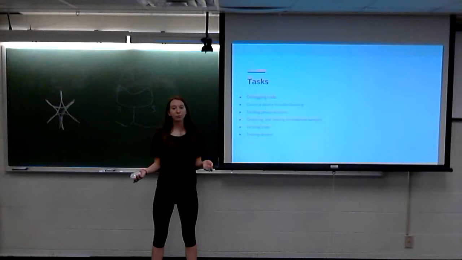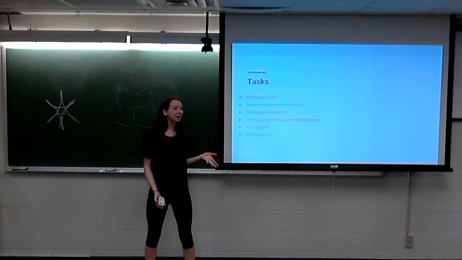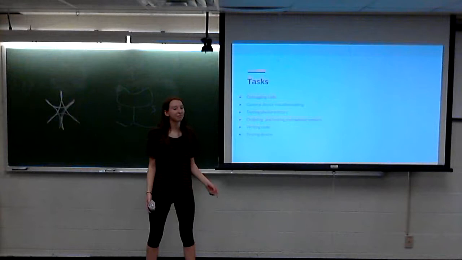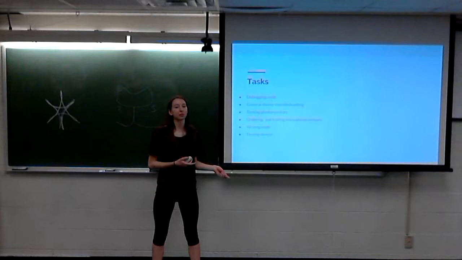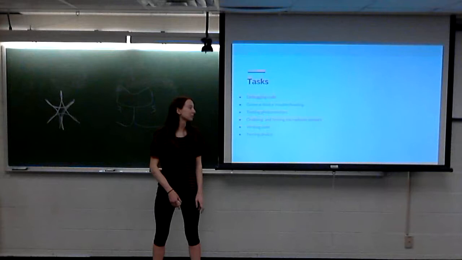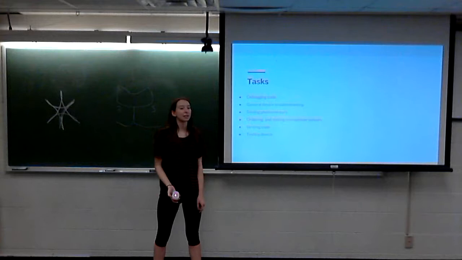What we've been working on specifically to accomplish these goals this summer has included debugging the code. We've received a few different versions of the code. General device troubleshooting: for a while, we actually weren't powering part of our device, so that was definitely an issue when we were trying to gather data. Testing the photoresistors to make sure that they're all working properly and one of them isn't receiving less light than the others. Ordering and testing the microphone sensors for the thunder detector, writing the code, testing the device overall, and receiving the data and analyzing it.